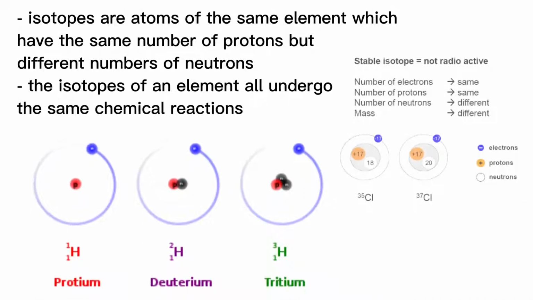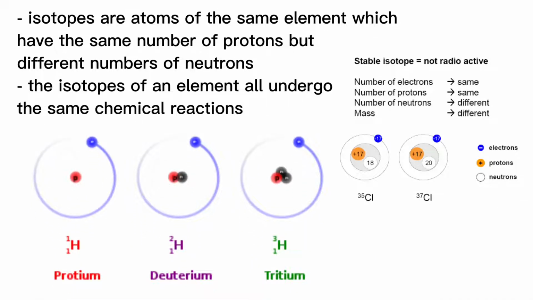Isotopes are atoms of the same element which have the same number of protons, but a different number of neutrons. All isotopes of the same element go through the same chemical reactions.